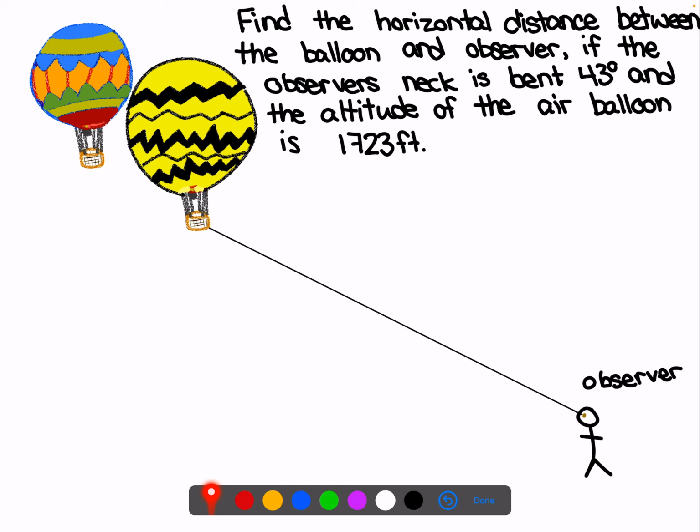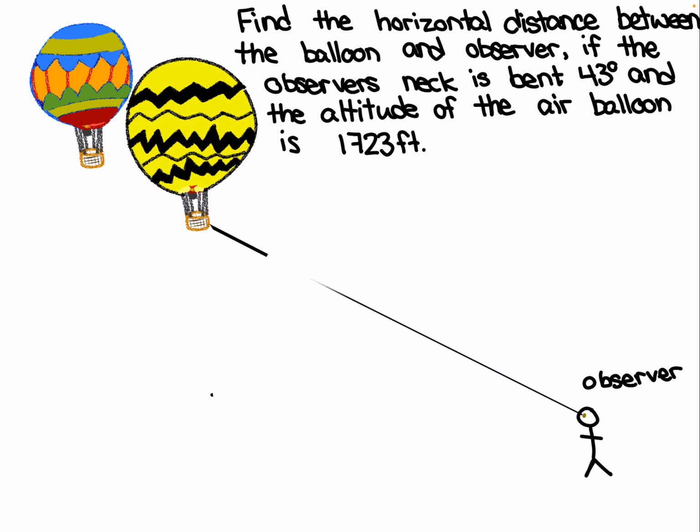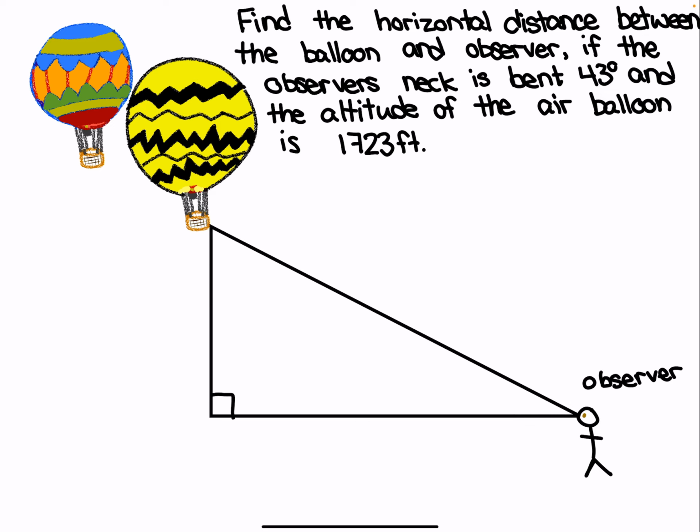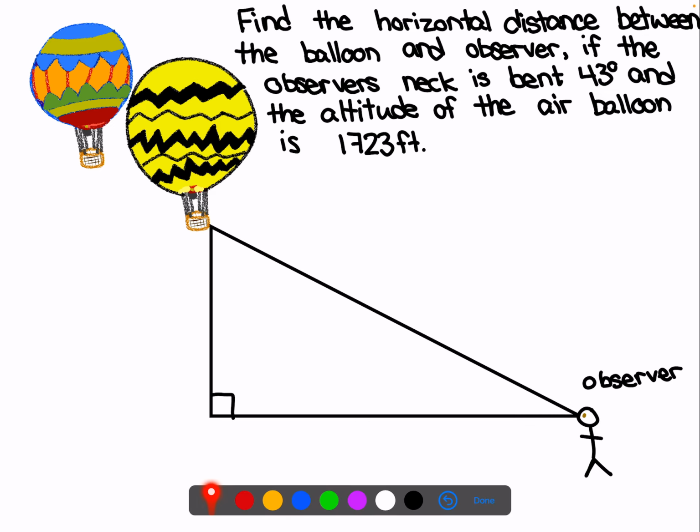So to get started on this, I need to draw a right triangle. Is this going to be an angle of elevation or depression? Well, that depends on who's observing, who's looking. Well, the observer is the one looking, they're bending their neck. So they're looking upward at 43 degrees, which means it's an angle of elevation. So therefore, I'm going to go ahead and draw my right triangle. I draw outward, then up. So here's my triangle.